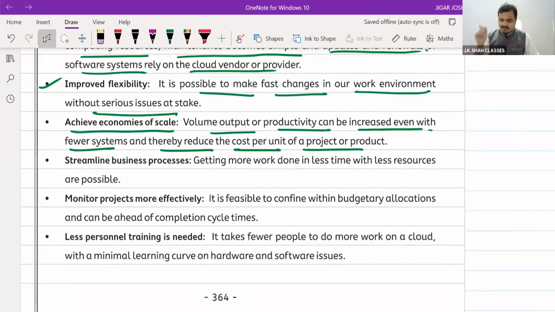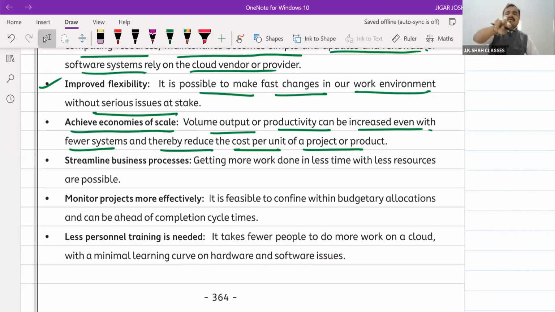Sir, my actual work. Then let your IT work be outsourced. In public cloud, do we outsource our IT work? Yes, sir. So that I can concentrate on my work properly. Yes, sir. Once again, I'm asking you the same thing.